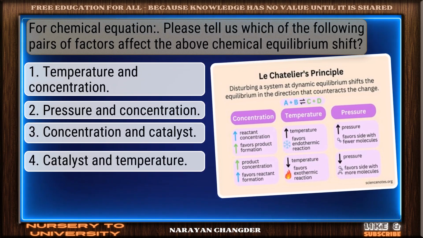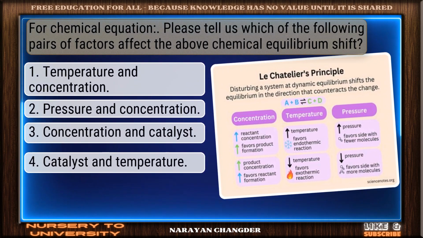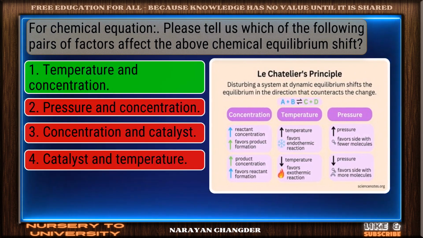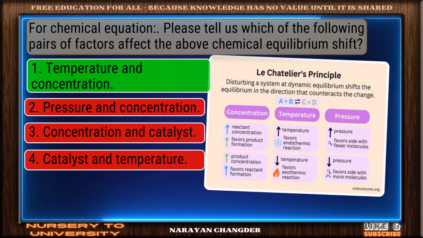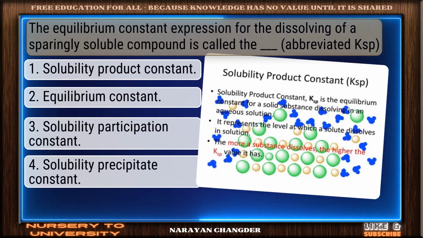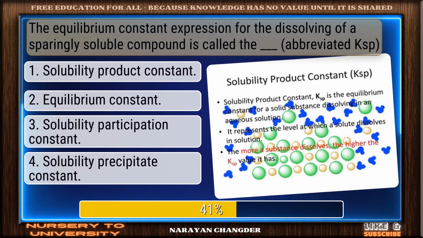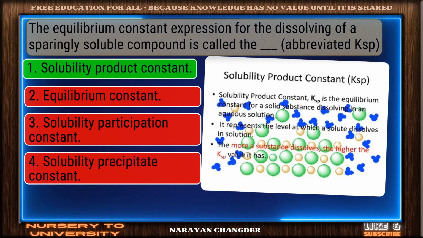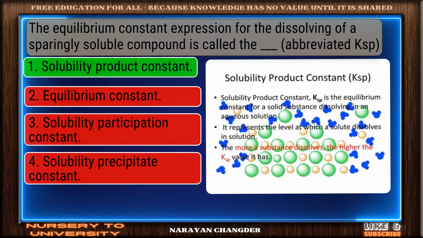For the chemical equation, please tell us which of the following pairs of factors affect the chemical equilibrium shift. Perfect. Temperature and concentration is the correct choice. The equilibrium constant expression for the dissolving of a sparingly soluble compound is called the dash. Clear logic. Your choice, solubility product constant, is sound and 100% true.